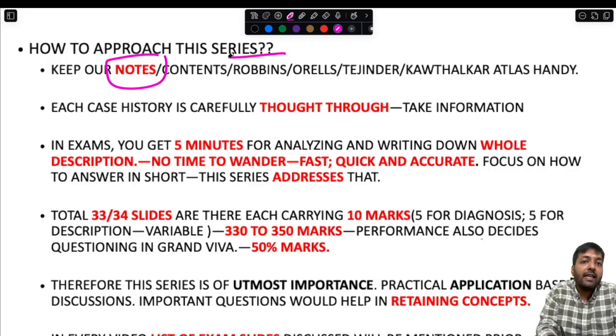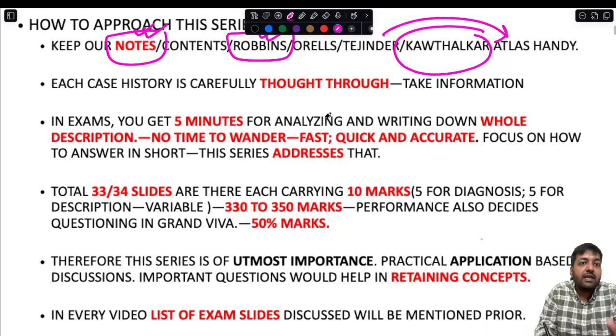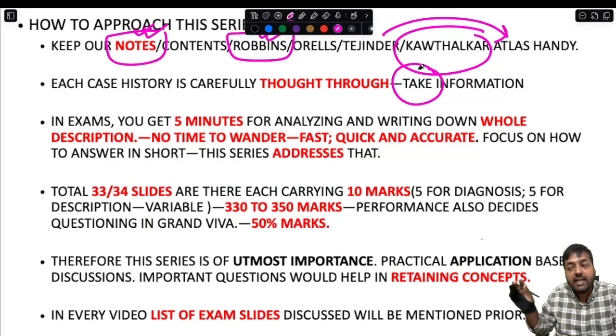Along with that, you can keep Robbins, Orell's, Tejinder Singh's Atlas as well as Kothalkar. You can keep them in your hand just for reference. But mainly you keep our notes in your hands and Robbins in your hands. Each case history is carefully thought through. So whatever case history we are giving, we are not giving it randomly, we are giving it according to the particular age, and the history is also matching that particular diagnosis or that particular case.